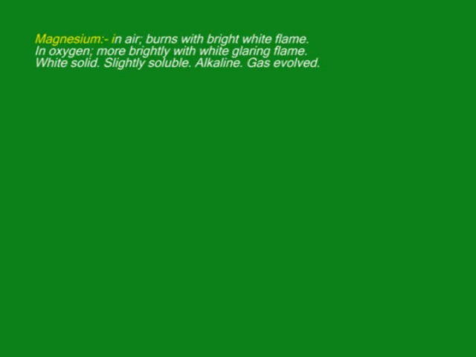Next is magnesium, and magnesium burns in air brightly with a white blinding flame. In oxygen, it burns more brightly with a white glaring flame to produce white powder of magnesium oxide and magnesium nitride. Magnesium oxide is slightly soluble to form an alkaline solution with evolution of a gas. Let's look at combustion of magnesium in air. Please note the glaring or blinding flame of magnesium as it burns.